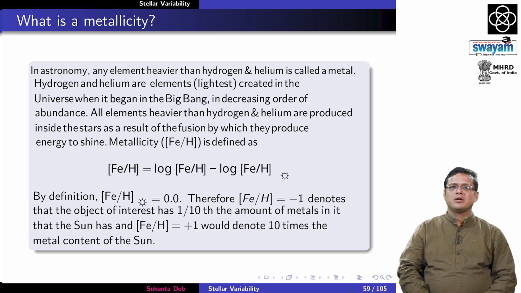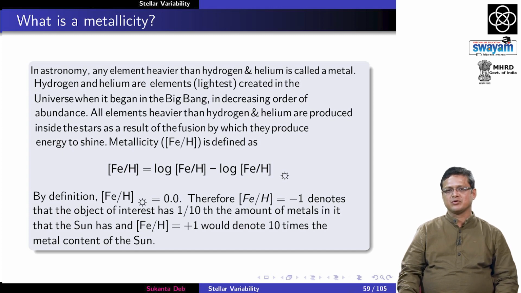Now, one of the important things that we need to know is the metallicity, because in the case of RR Lyrae stars, they have a robust metallicity absolute magnitude relationship, and the period luminosity relation is not so robust, and period luminosity relation is not used in the case of RR Lyrae stars.